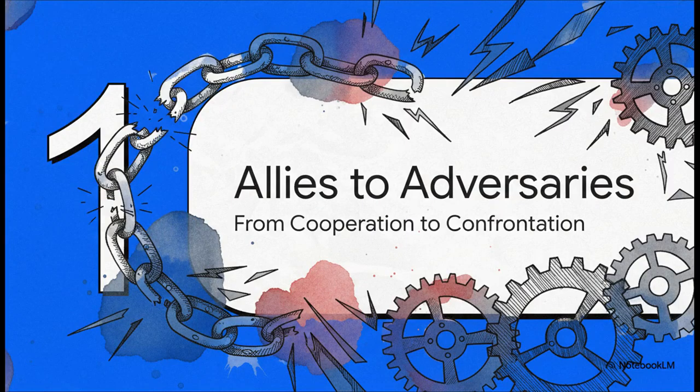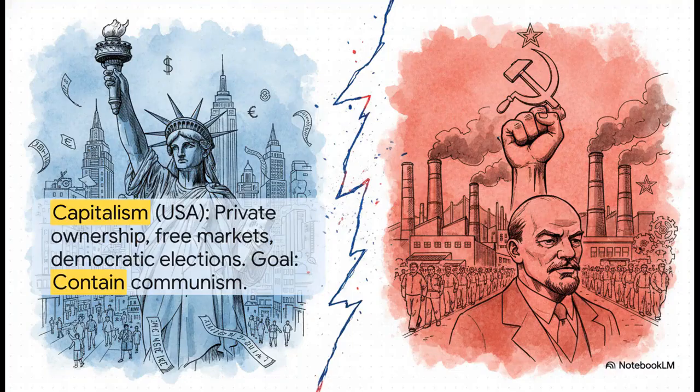Okay, so our story really kicks off the second the fighting in Europe stops. The common enemy that held this fragile alliance together was gone, and all those deep-seated differences they'd been ignoring during the war came roaring right back to the surface. And this right here gets to the absolute heart of the conflict.